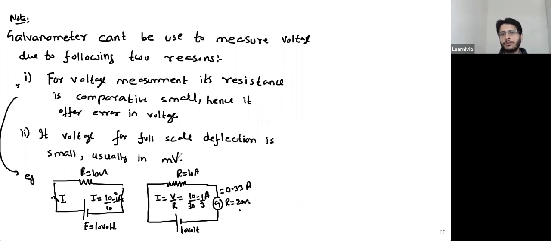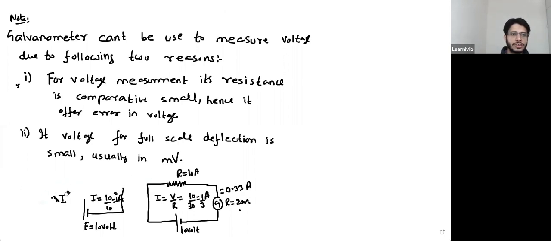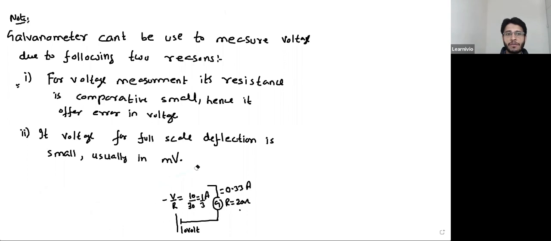1 millivolt is 10 raised to the power minus 3 volt. You cannot measure a voltage of 10 volt using a galvanometer. If you try to provide a very high voltage, then this gets burned out. This device will not work. This will get damaged if you provide a high voltage to this thing. So these are the reasons why we don't use a galvanometer for the measurement of voltage.